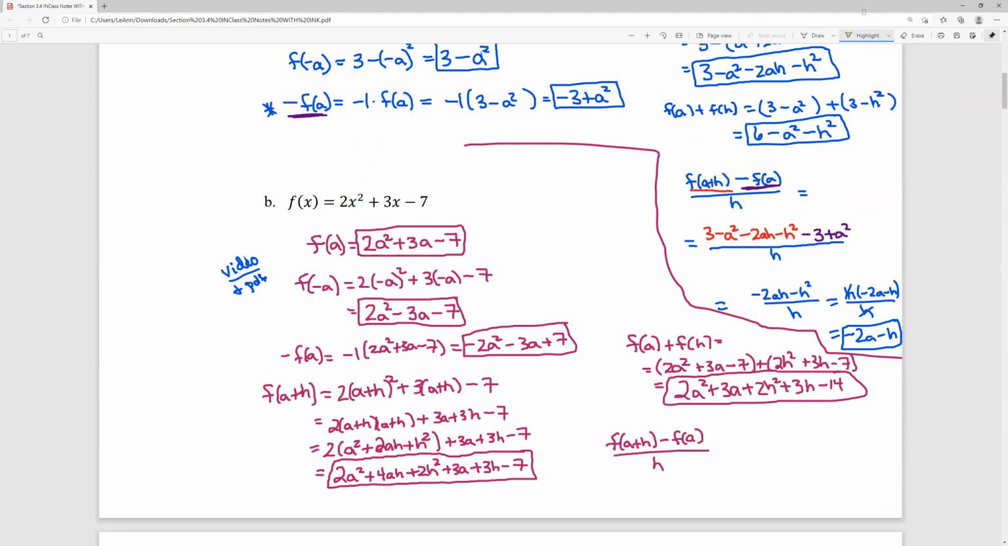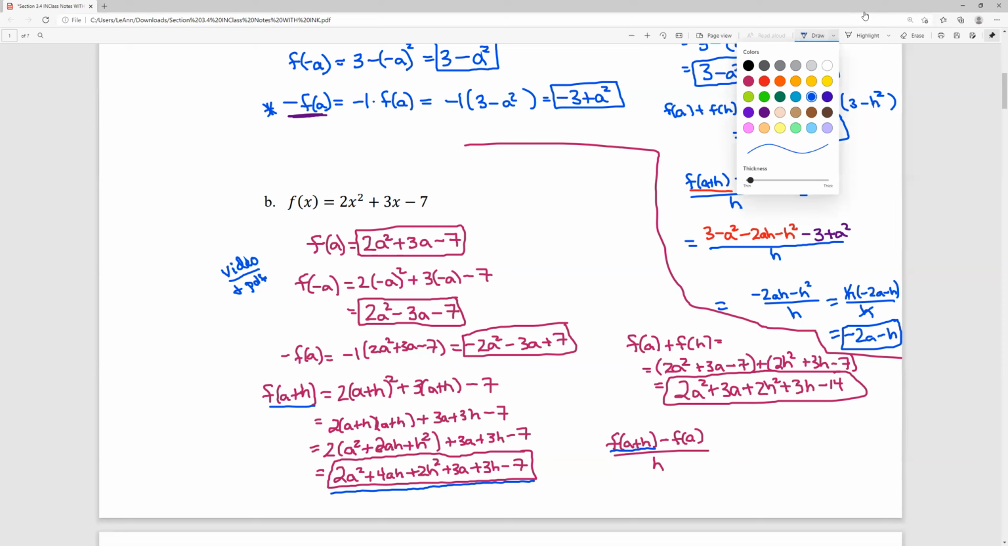Give me just a second. The highlighter doesn't want to work on this part. Oh, I forgot. So we are going to use a color and underline. So let's do blue. So the f of a plus h was this answer right here. Okay, we're going to substitute that with that.